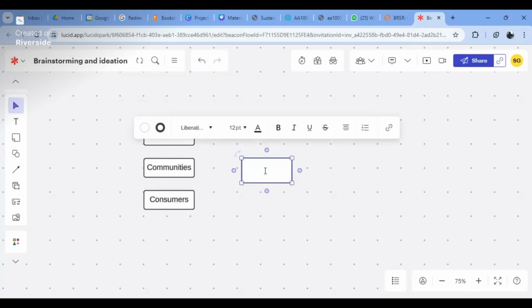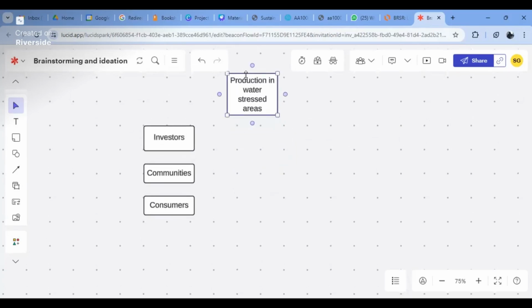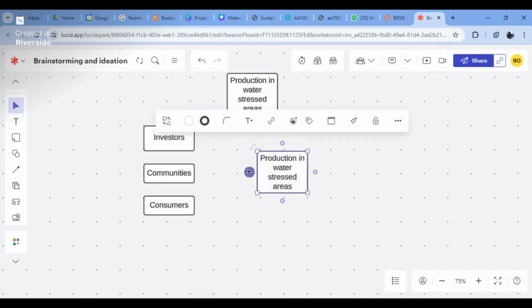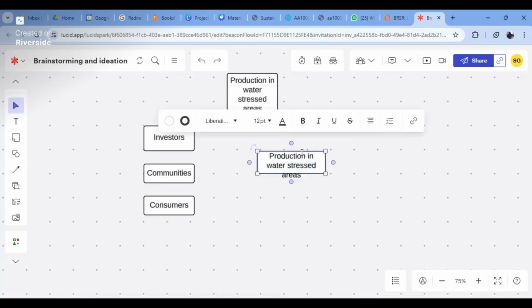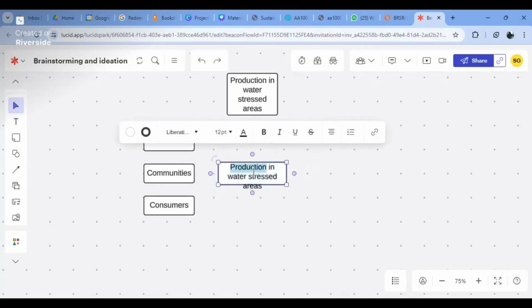So we will consider the production in a water stressed area. Okay. So in this case, imagine, let's take the consumer first. Let's actually take the community first. Okay. What is my community going to be impacted in if I were to produce in a water stressed area? My livelihood will be affected. Imagine I am not being able to draw enough water for home. So my daily life will be affected.